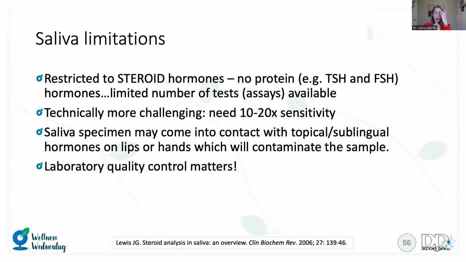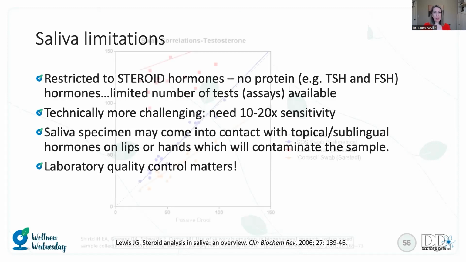One aspect that can be a little bit difficult as a clinician is if your patient is coming into contact with a topical or a sublingual hormone on their lips or their hands, that can contaminate the sample. They actually get a molecule into the tube, and it's going to make the levels look sky high when they're truly not. And so that part can be a little bit challenging. You just have to talk your patients through that, make that make sense to them. And remember, quality control matters with all types of testing, saliva in particular.